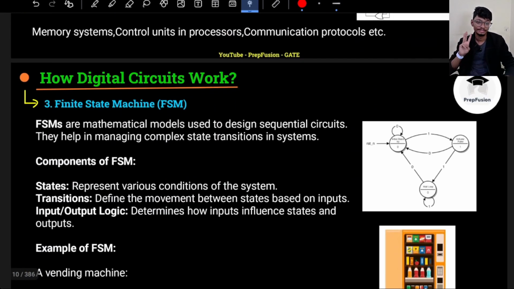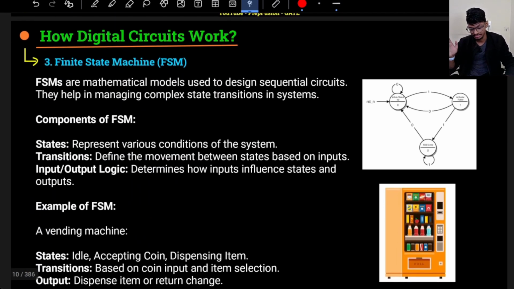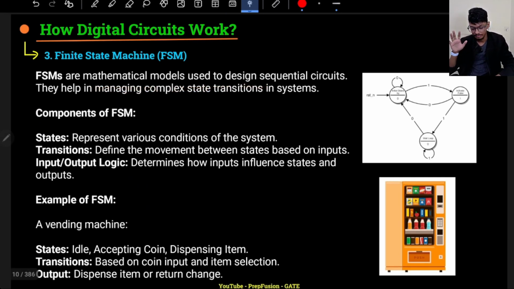The third one is again an interesting thing, that is FSM. Of course, don't worry, we'll code all these three, okay? What is FSM? FSMs are a mathematical model used to design sequential circuits. They help in managing complex state transitions. Like if currently I'm at a present state, depending on the input and the present state, maybe I will go to this state or another state. There can be multiple states, okay? So that is what FSM does. I hope you have learned this.